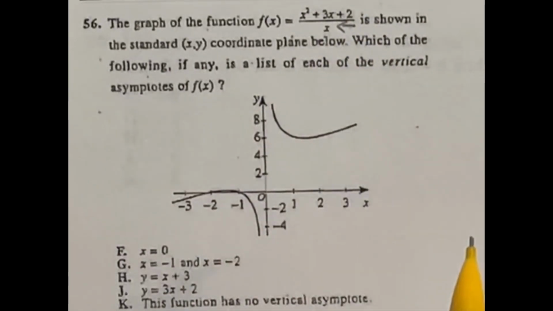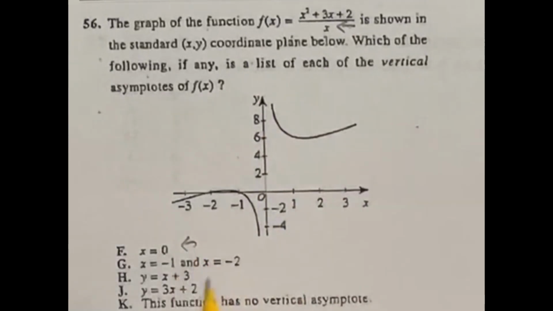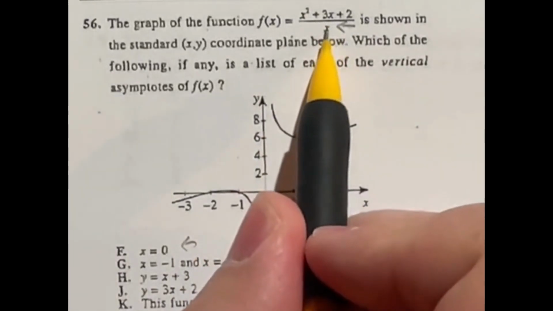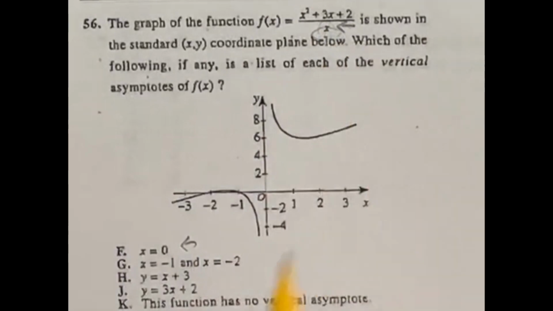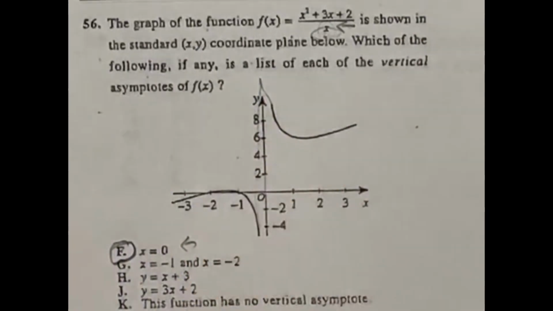In this case, it should be very visual that there is an asymptote at x equals 0, and that would also be when the bottom is equal to 0. So our answer here is going to be F. X equal to 0 creates this vertical asymptote where the graph won't touch.